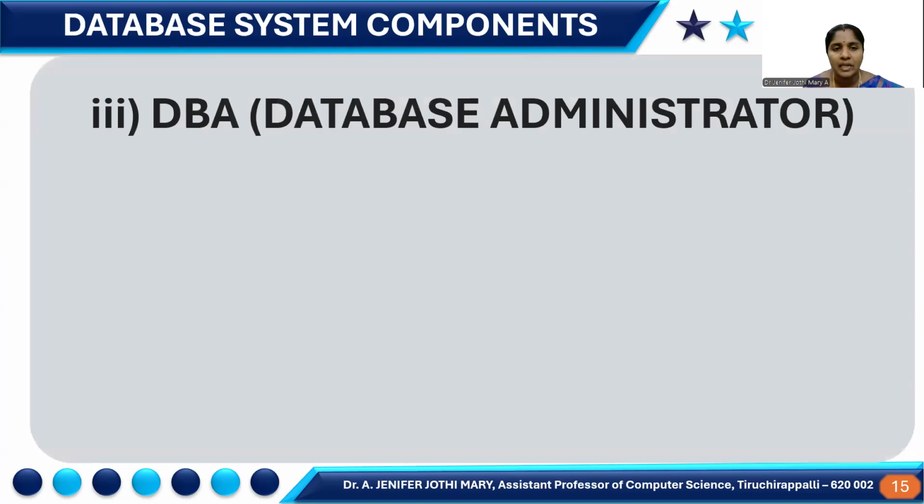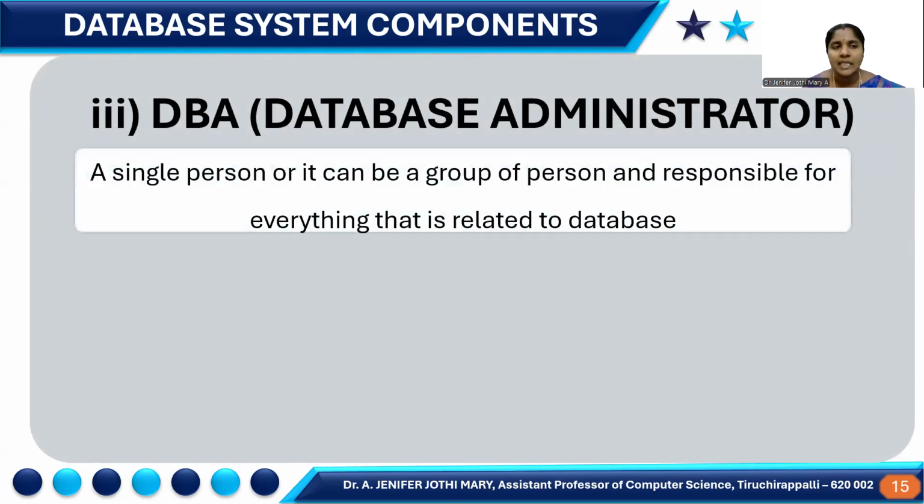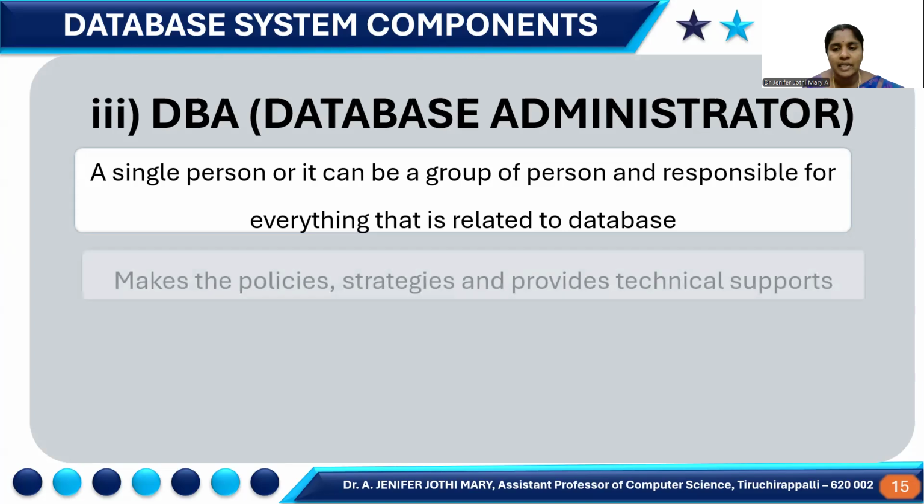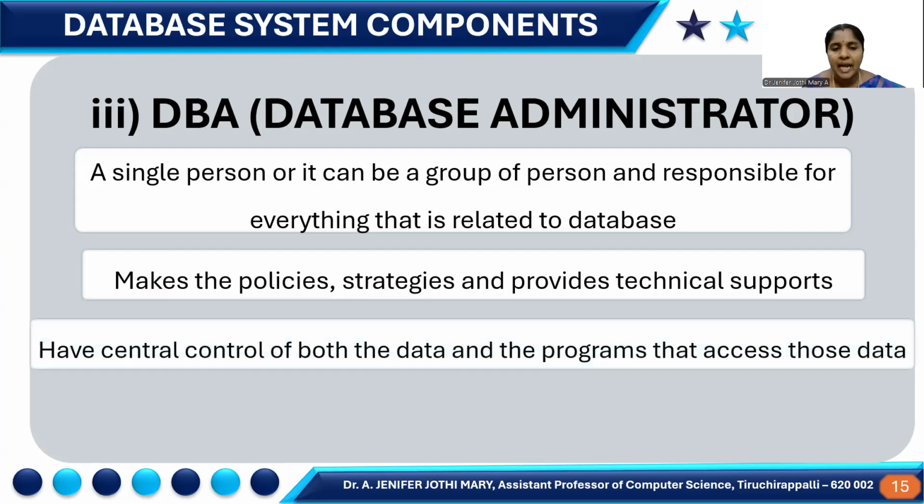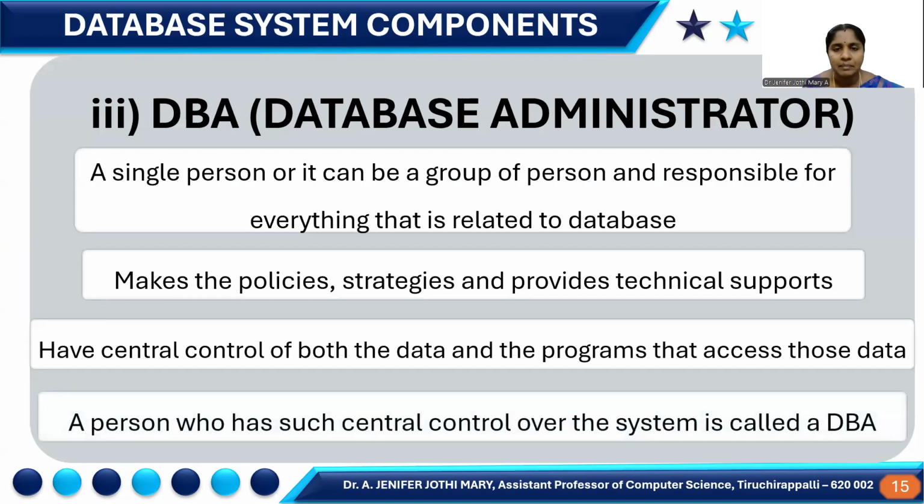The last type of user is the database administrator. A single person or a group of persons can be responsible for everything related to the database. They are making policies, strategies, providing technical support, and have control of both the data and the programs that access those data. The person who has such control is called a database administrator.